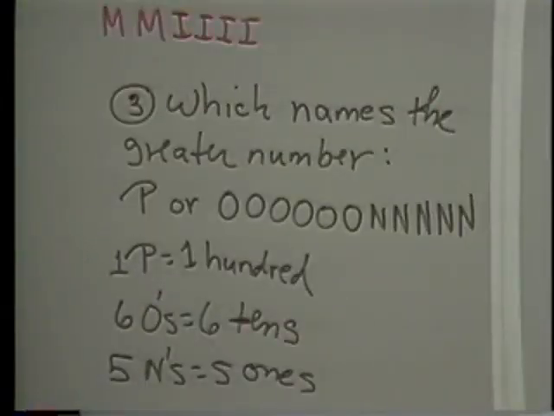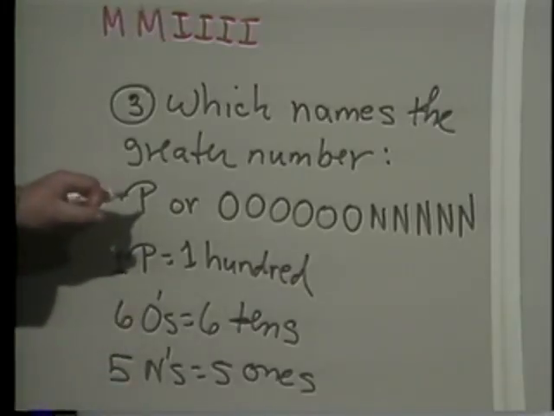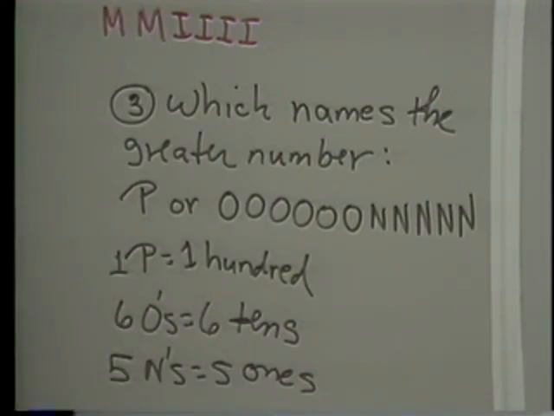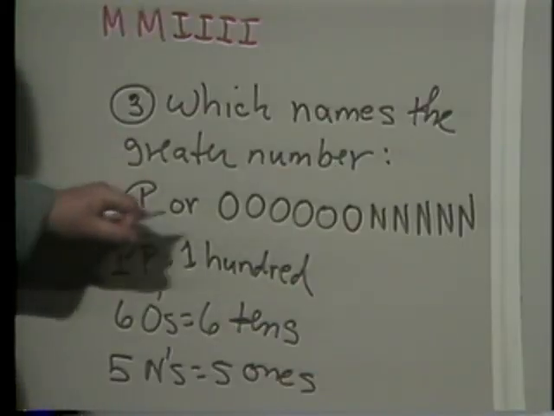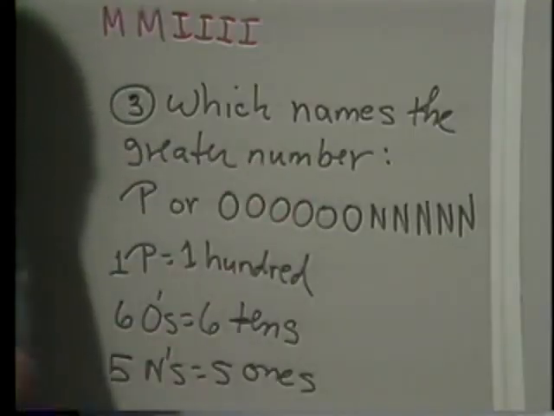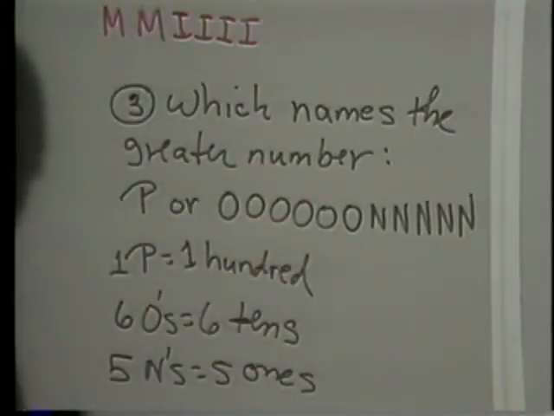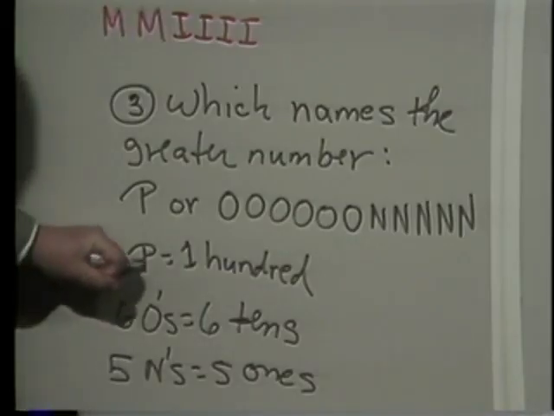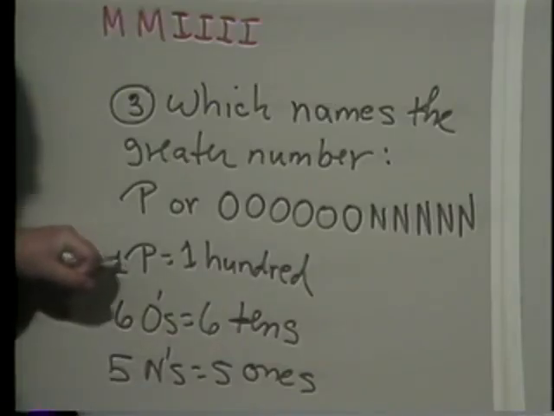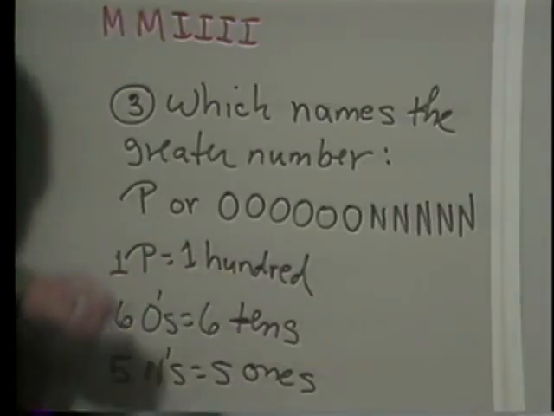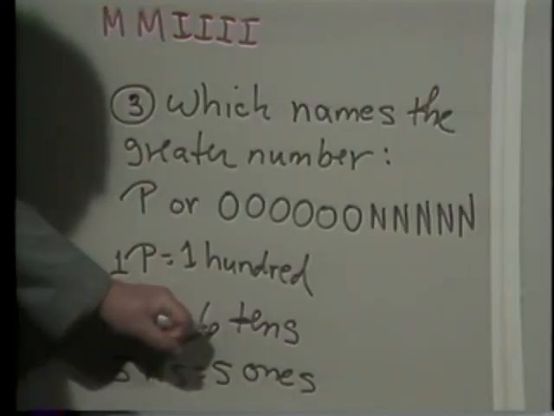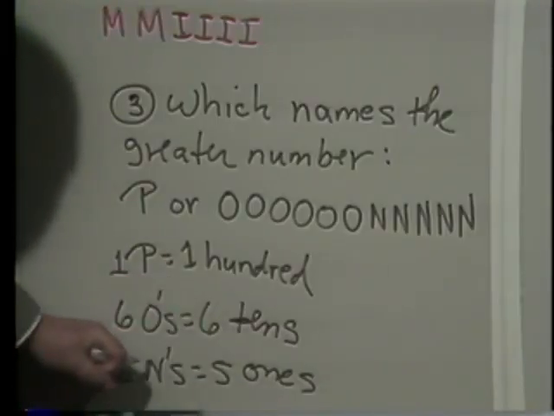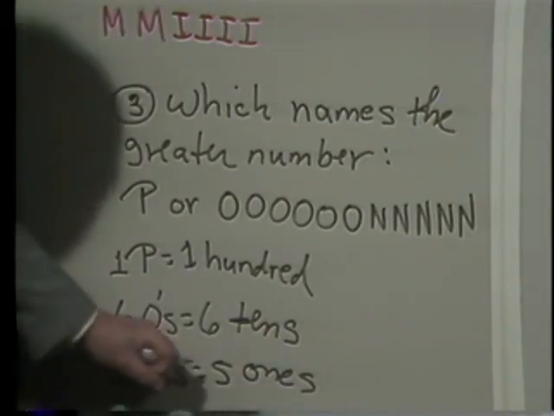Now, again, to emphasize quality versus quantity, I want to show you that it's not just the number of characters that appear, it's how potent they are. Which names the greater number, a single P or 6 O's and 5 N's? There are certainly many more characters over here. But remember, the 1 in 1P is modifying 100. 1P is 100. The O's stand for 10. That's 6 tens. And N stands for 1. So 5 N's stand for 5 ones.